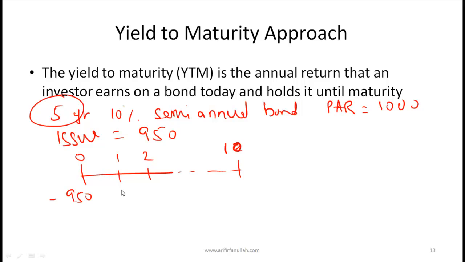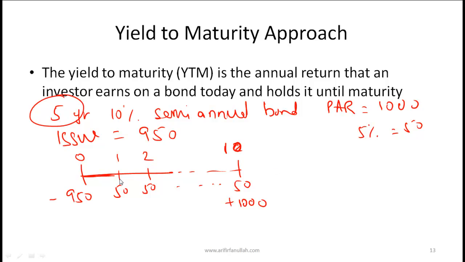And what is the coupon payment that the investor will get every 6 months? Remember, this period is 6 months. So the interest payment that he will get every 6 months is 5% of 1000. So 5% of 1000 is equal to 50. So he'll get 50, 50, and so on. And at maturity, the investor will get 50 plus he'll get par value back. Hopefully this should be very familiar.